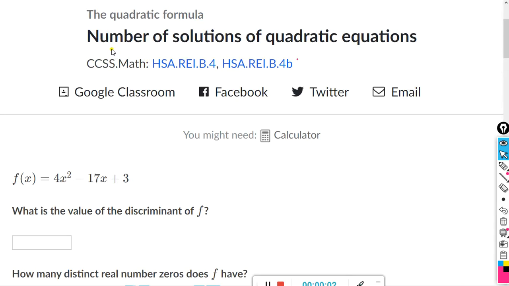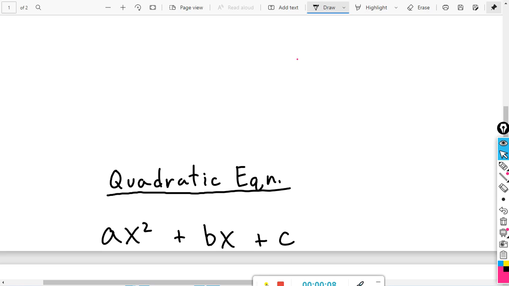This will be for the assignment on the number of solutions of quadratic equations. So a quadratic equation is of the form ax squared plus bx plus c, okay? And really it is y equals that value. And when you solve a quadratic equation, the first step is always to set it equal to 0.